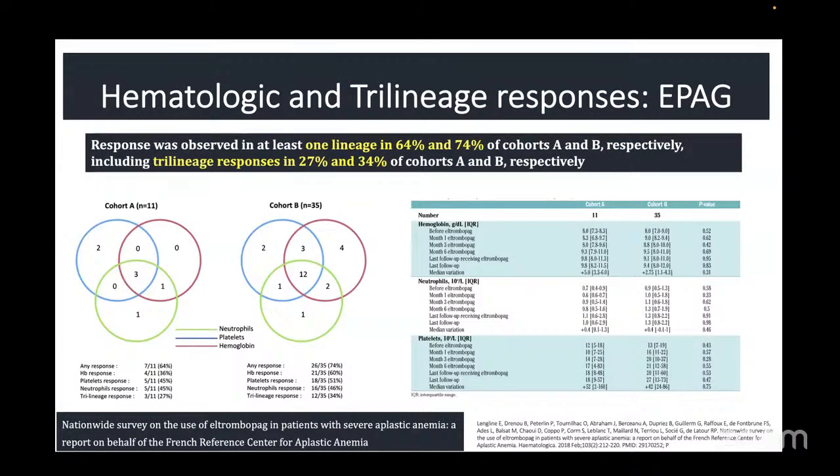Hematologic and trilineage responses. We all know that Eltrombopag is not just a platelet molecule, but it has a trilineage effect, and that's why it has a special place in aplastic anemia, because it has a positive effect on all the three types of hematopoietic stem cells. And the trilineage response rates seen are to the tune of 34% and 74%.